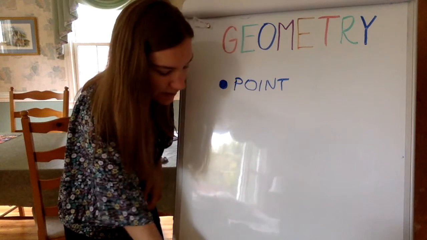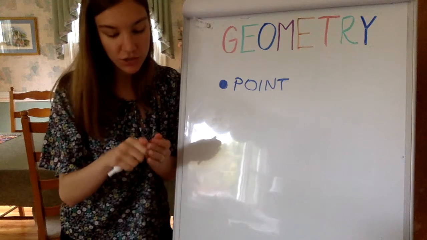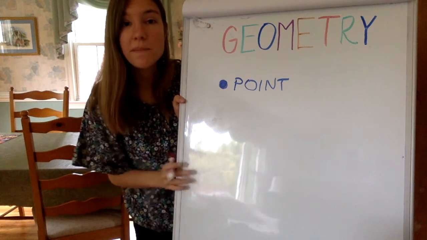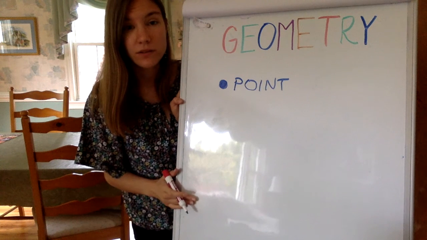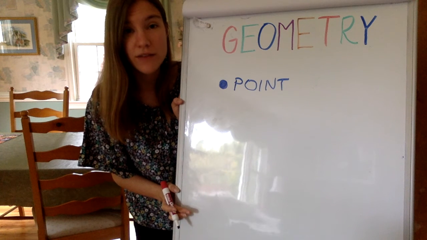Now, a line. The way that you're going to remember what a line looks like is because what you should know is that a true line goes on forever. So commit that to memory. A true line goes on forever. Repeat after me. A true line goes on forever.